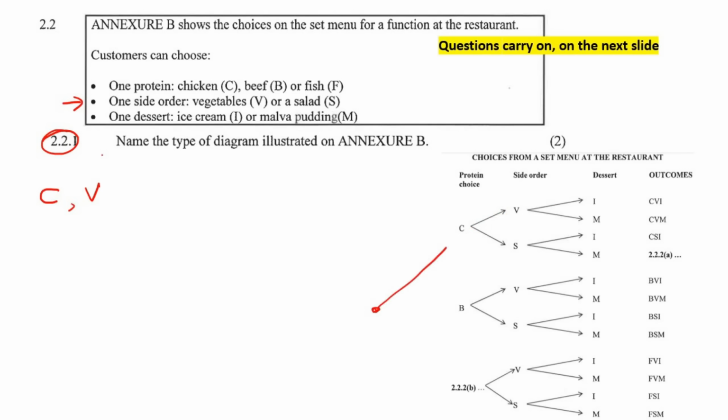Should actually have another little thing over here like that, for example. But it doesn't really matter. So let's say you chose chicken. Okay, you chose chicken. So you start here. Then let's say you chose, for example, a salad. So then you would go that way.